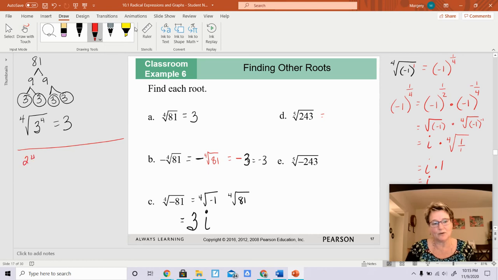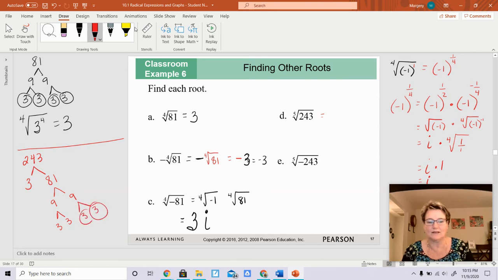I have 243. And I'm looking at it and I could tell you that 3 goes into it. The reason why I know that 3 goes into it is because I know 3 can go into 24 and I know 3 can go into 1. So that's going to be 81. And then this one here is going to be 9 and 9. And this here is 3 and 3. And this here is 3 and 3.